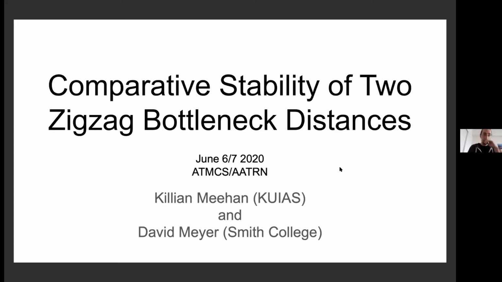This is all collaborative work with David Meyer of Smith College. This is Kyoto University Institute of Advanced Study, the same institution as Shu, and in fact, we're in the same laboratory, which unfortunately in recent times doesn't mean we get to see each other much, but we are only some 20 minutes away in reality. All right, and this is comparative stability of two zigzag bottleneck distances, even though the recent abstract mentioned a third. That will come up briefly at the end.